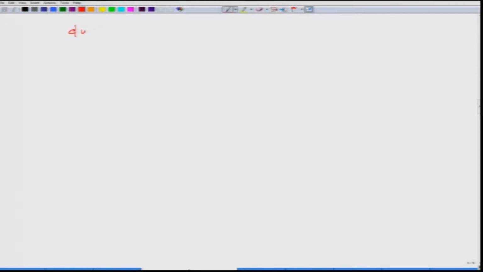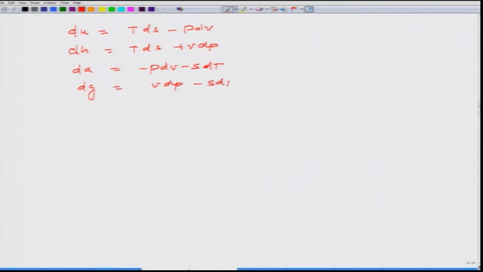So, from the first law we obtained TdS minus PdV. Okay. And from the definition of enthalpy, we obtained TdS plus VdP. Then we change this U from S, V to T, V and obtain this function called Helmholtz function, and we can write dA in differential form. Similarly, we can write for dG. Okay. Now, this set of 4 equations is sometimes also called the Gibbs equations.